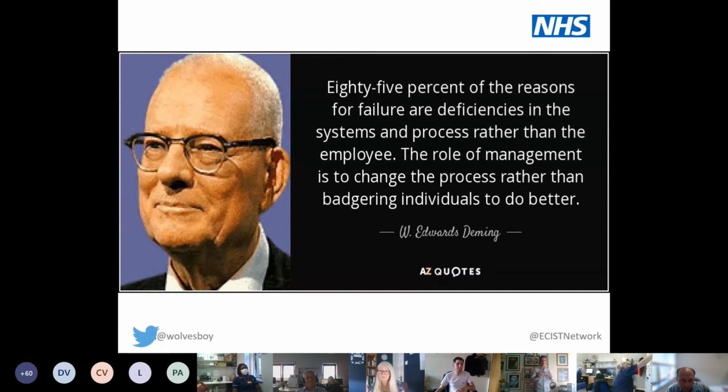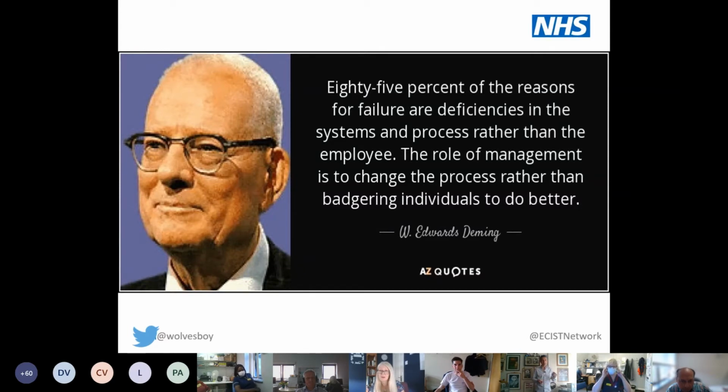We work in a complex adaptive system. How do we understand the interdependencies of the processes? How do we understand how each of our component parts work together? And look at the system as a whole rather than individual parts of it.